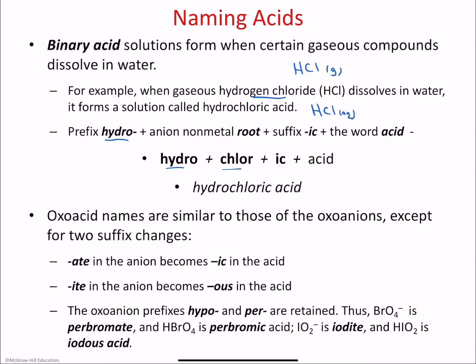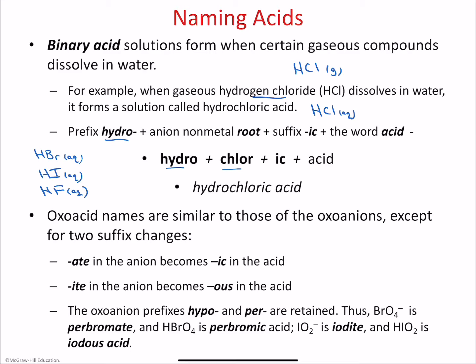Similarly, you could have hydrobromic acid. So if I have HBr, that would be hydrobromic acid. I could have hydroiodic acid. HF is hydrofluoric acid, very dangerous acid.